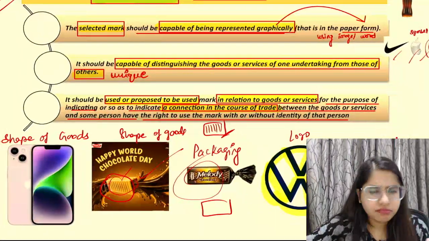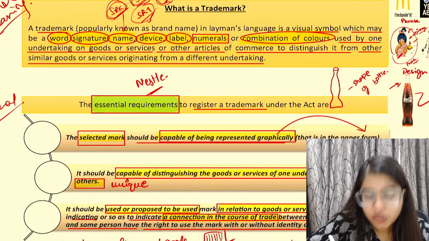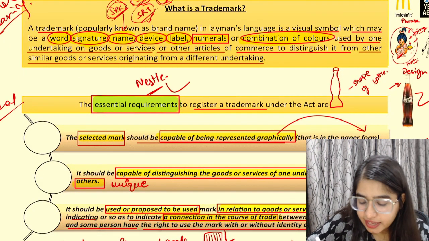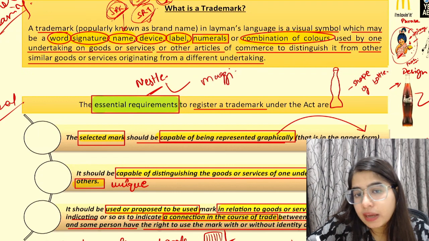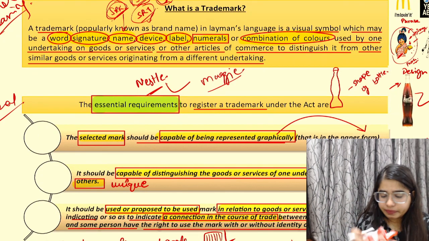I'll give you one good example. There's a company called Nestle. Nestle ki Maggie. Maggie is not a company name. Maggie is not the owner. Maggie is just a brand name.